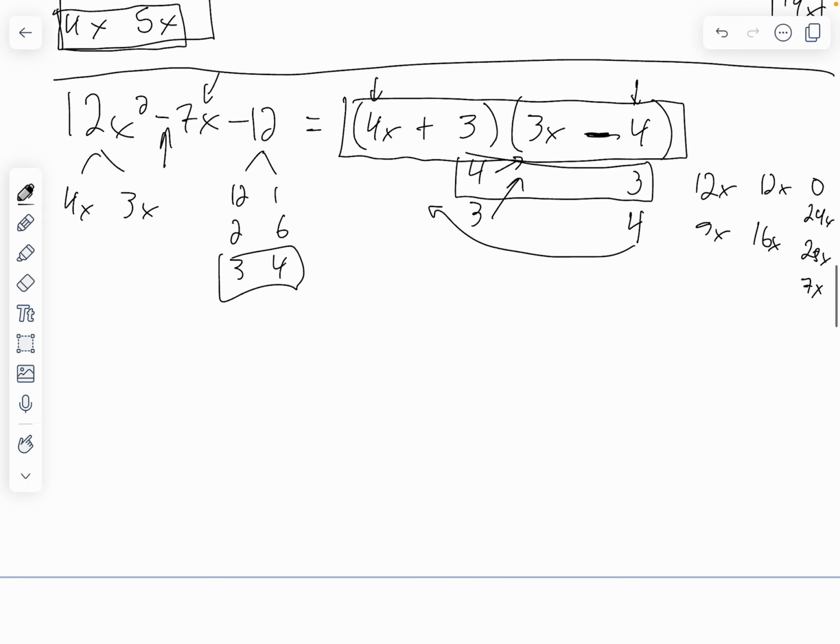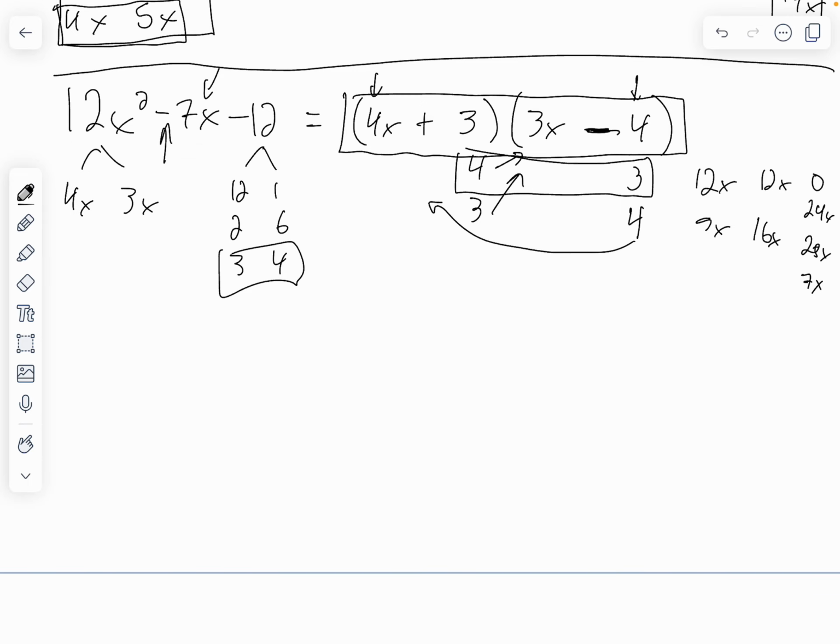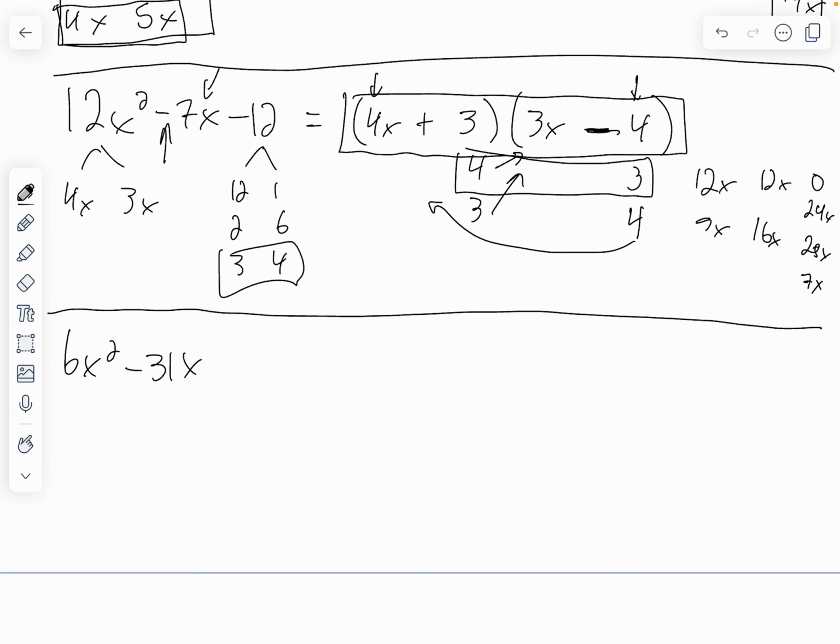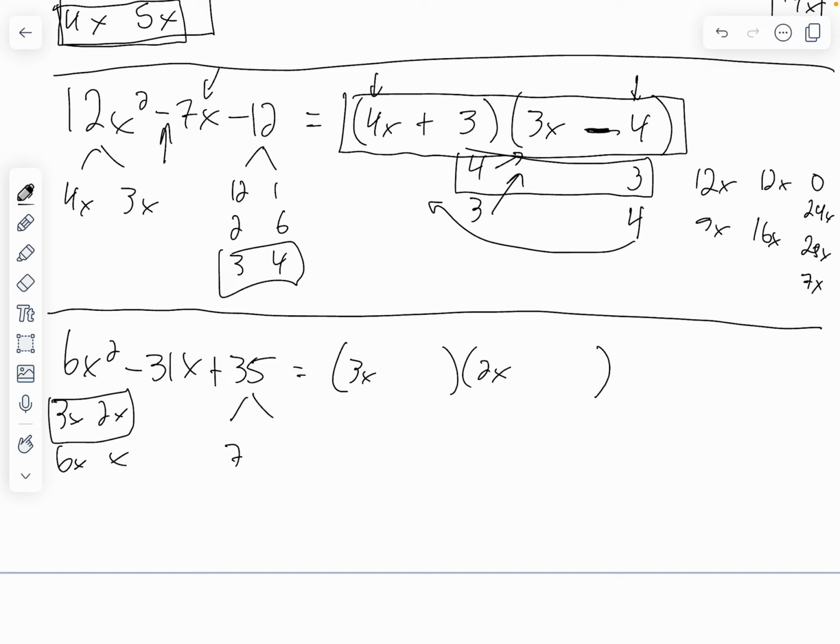I got one more. It's not too bad. We got 6x squared. Divide it out again here. 6x squared minus 31x plus 35. Think about the factoring for that guy. Let's see. 6, probably going to be 3x and 2x. Right? It could be 6x and x, but I'm going to try 3x and 2x first. I'm going to put it here. If it's wrong, I'll erase it later. 35, almost certainly 7 and 5, right?